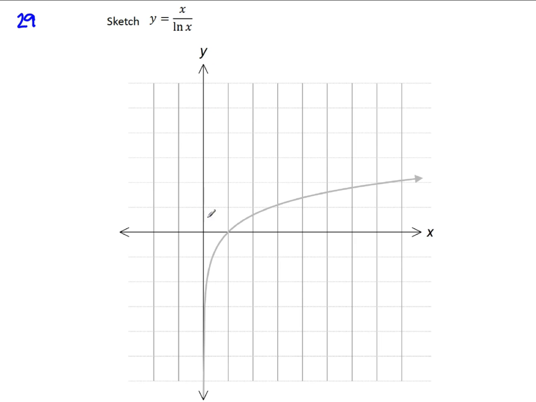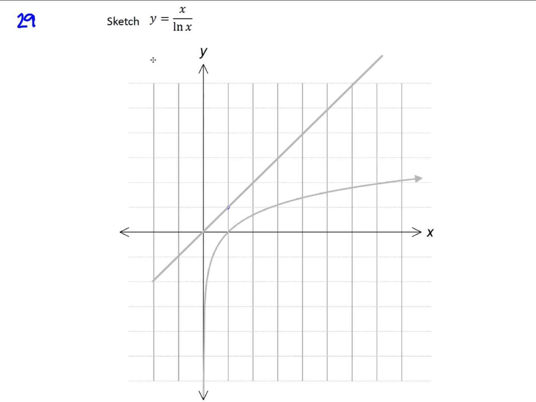So this point here is x equals 1, so y equals x. It's going to be some sort of straight line, so let's just fill that in. Okay, so next thing we do is we're going to have a look at what's happening as x approaches 0 from the positive side.